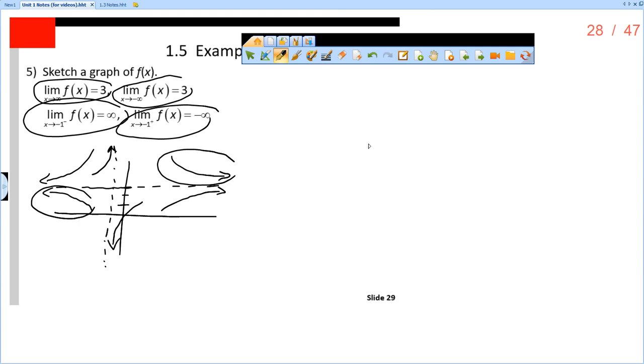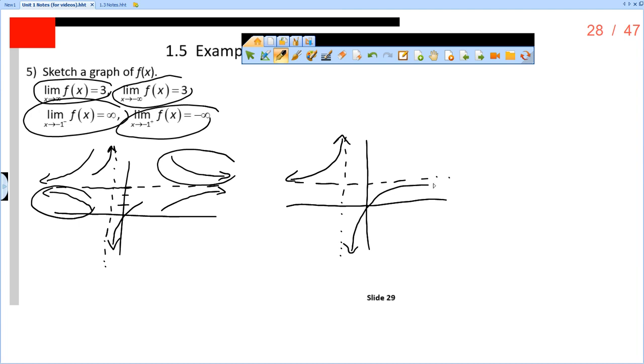All right, so now what could the graph look like? Well, we have our horizontal asymptote of y equals 3 and our vertical asymptote of x equals -1. And so we could have a graph that looks like this, right? Approaching 3 from above on the left and approaching -1 here, and then we could be going like this, right? This is a possible sketch of what this function f of x could look like.